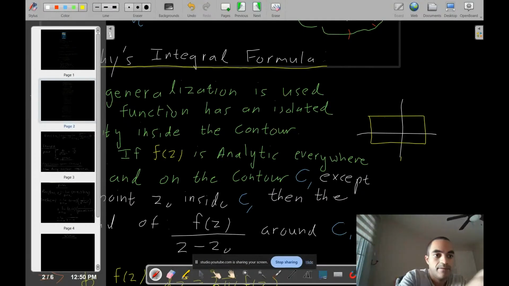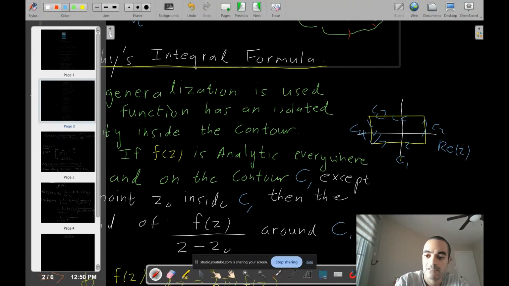And let's say we had the pattern, it doesn't matter. Something like this, C1, C2, C3, C4, doesn't matter. And let's say our singularity was not located inside this plane. By the way, the real axis of z is on the x-axis. The imaginary axis of z is on the y-axis when it comes to complex numbers.